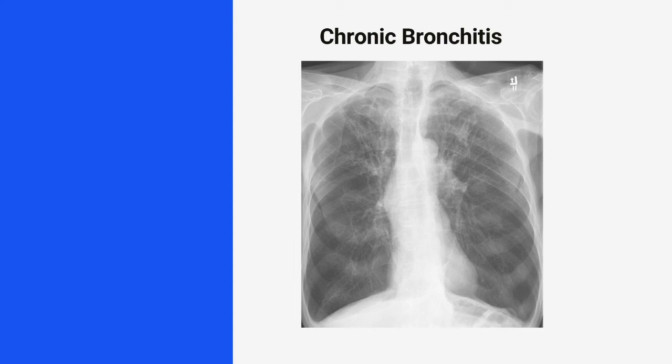Chronic bronchitis: again we will see the same findings of hyperinflated lungs, but in this case we see prominent bronchovesicular markings because of the presence of secretions in the airways.